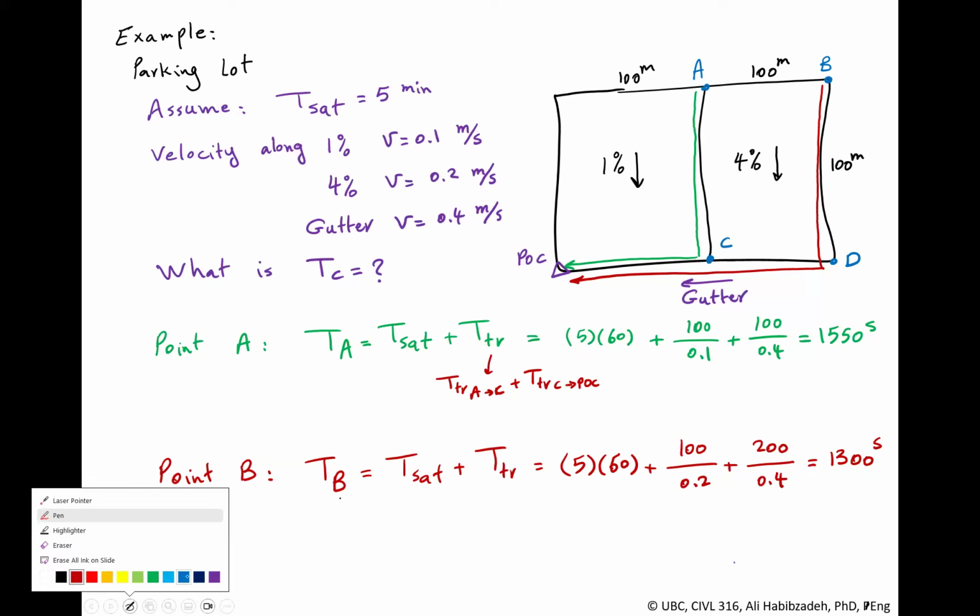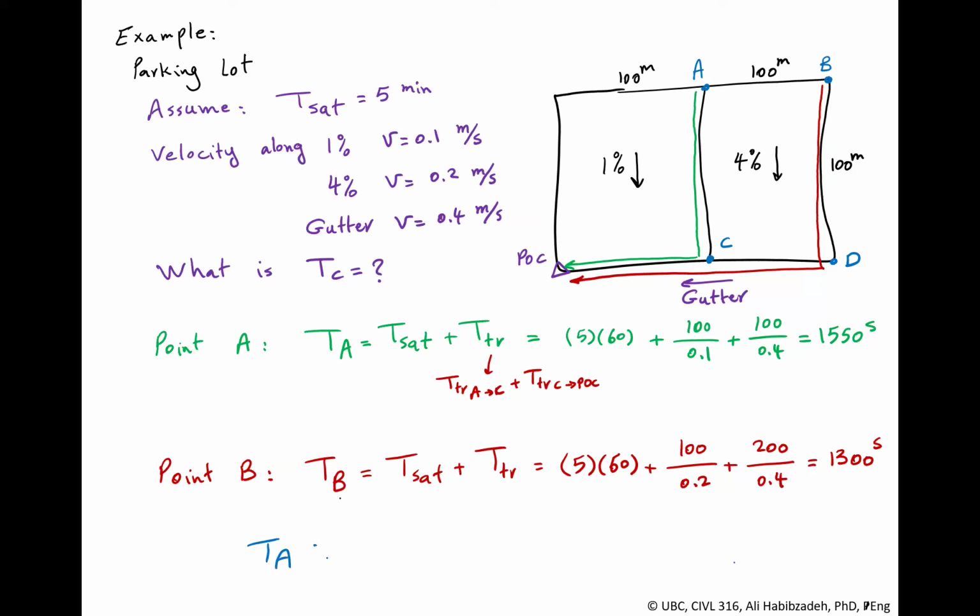All right, so what did we see? It looks like TA is greater than TB. Time of concentration from point A is greater than time of concentration for runoff starting from point B. So, conclusion, time of concentration for our entire catchment is the bigger one, the greater one, A, and it will be 1550 seconds.